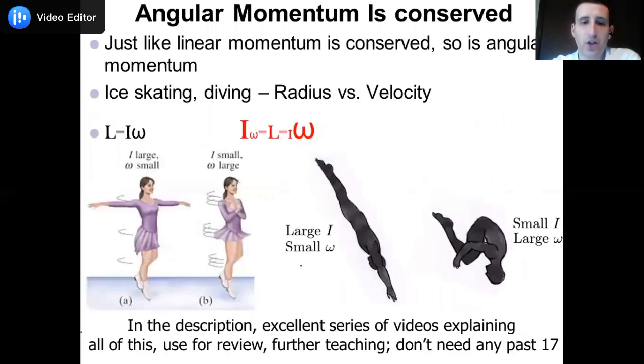So just a little application here of angular momentum. Just like linear momentum, it's conserved, but it's a little more interesting. Linear momentum was a little boring because it was just momentum equals mv. And we've got momentum, which is conserved, which means you can't create any or destroy any. And you've got mass, which is conserved. Learn that in chemistry, reinforce that in physics. Can't create or destroy mass.